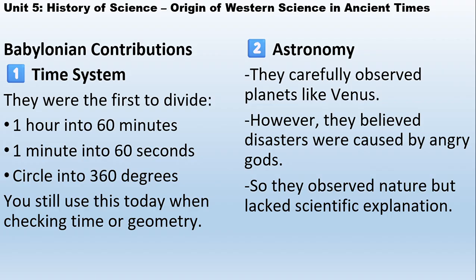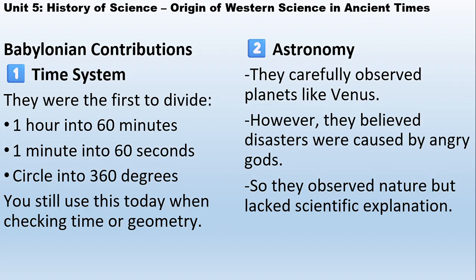So let's look at the Babylonian contributions. Time system. The first contribution of the Babylonians to science was the time system. They were the first to divide 1 hour into 60 minutes, 1 minute into 60 seconds, and a cycle into 360 degrees. So all these formats that we use today, 60 seconds makes 1 minute, 60 minutes makes 1 hour, it was the Babylonians that actually started it. They were the ones that created the time system.